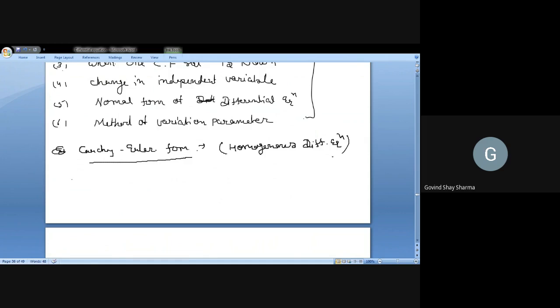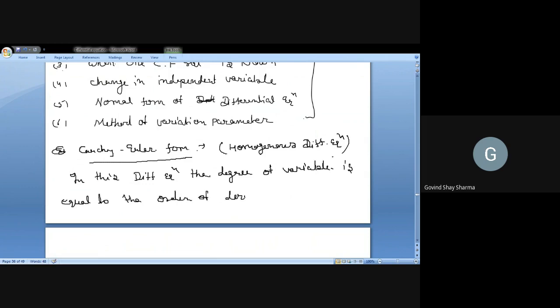Here in this differential equation, the degree of the variable is equal to the order of the derivative. Means in each term, the power of the variable will be equal to the order of the derivative.